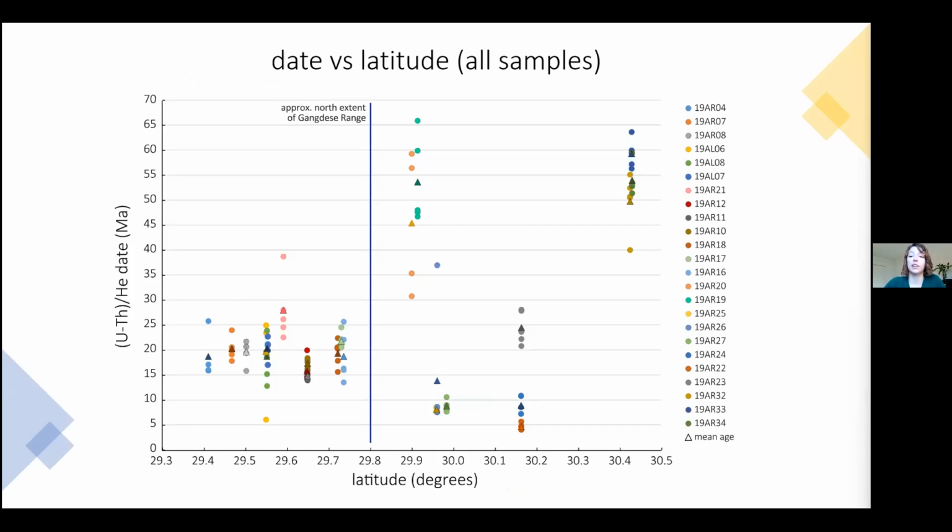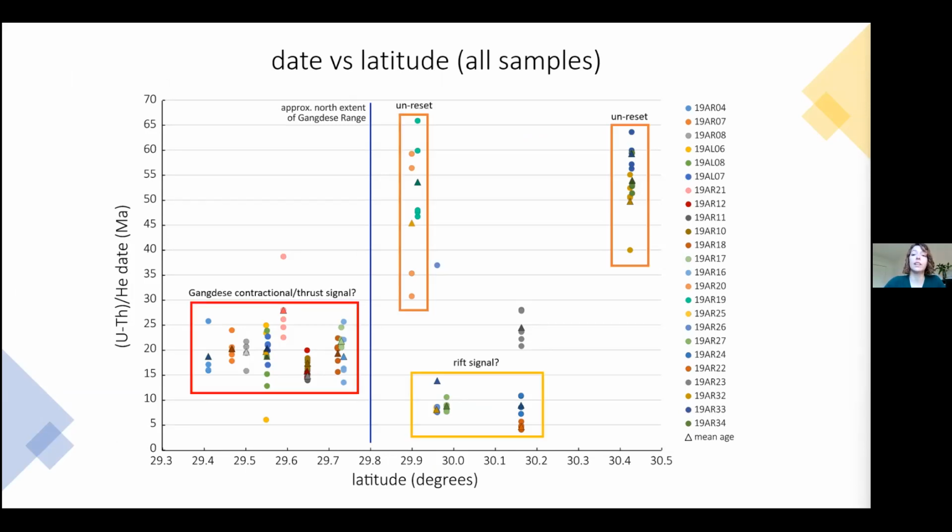Here we have the zircon uranium-thorium-helium date on the y-axis and latitude in degrees on the x-axis. You'll notice there's a distinct break in the data at around 29.8 degrees latitude, which is the approximate northern extent of the Ganges range at this longitude. We can start to see distinct groupings in the data reflecting the Oligocene Miocene ages near the Ganges range in the south, while to the north of the Ganges range, we can see these older, potentially unreset Paleocene to Eocene ages, as well as some much younger Miocene to Pliocene ages.